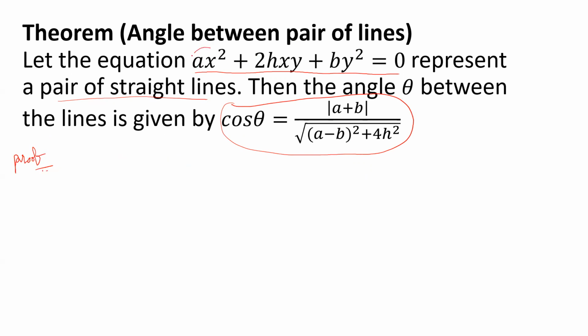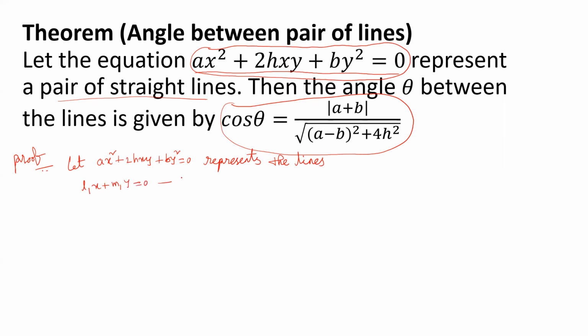So here, these are the pair of lines passing through origin. That means this represents two straight lines which are passing through origin. Let ax square plus 2hxy plus by square is equal to 0 represent the lines: first line L1x plus M1y is equal to 0. Equation number 1.